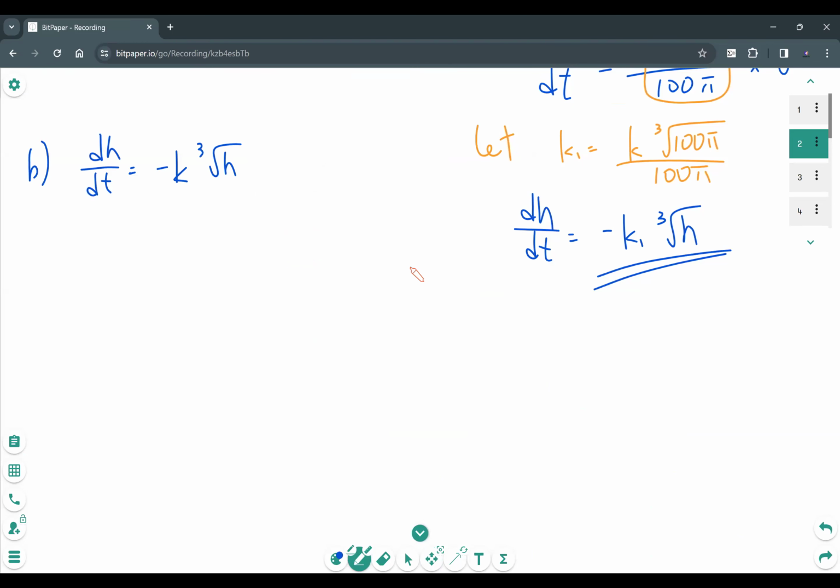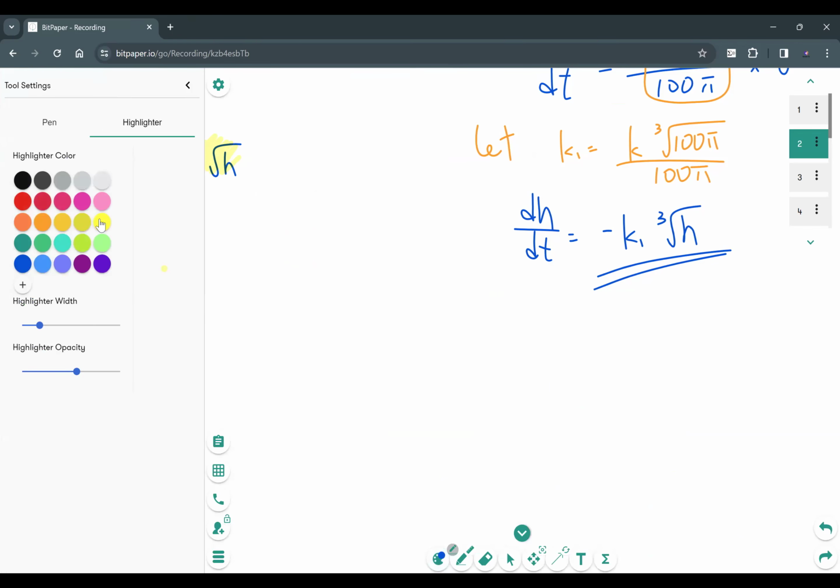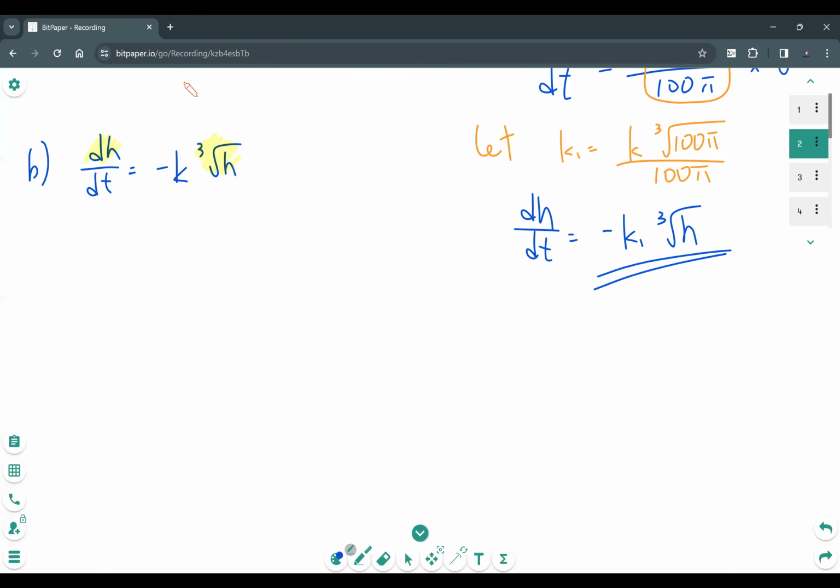Right. Next, we need to separate them. So cube root of h will go with dh on the left hand side, and then dt and the minus k will stay on the right hand side. Anything with the h will go left. Anything without h will stay on the right. Remember, you can only multiply and divide. So we divide by the cube root of h, so it becomes 1 over cube root of h dh equals, multiply by dt, negative k times dt.